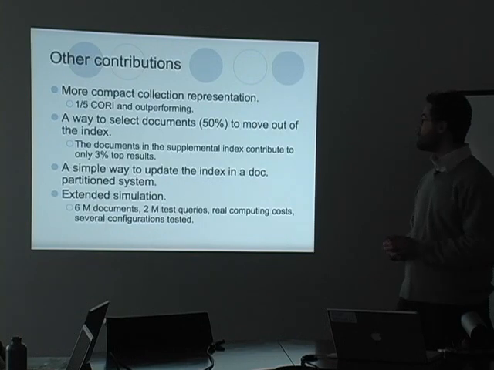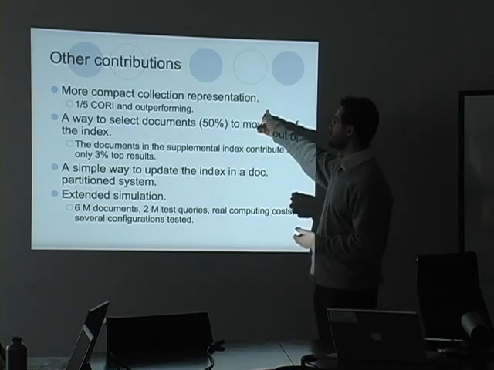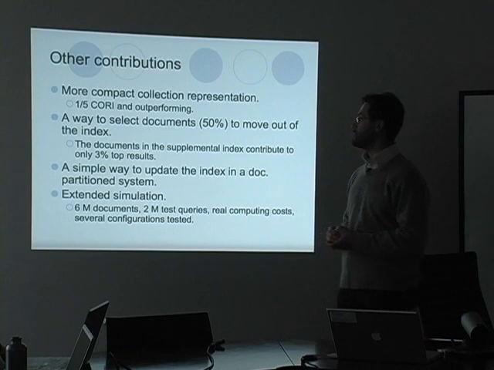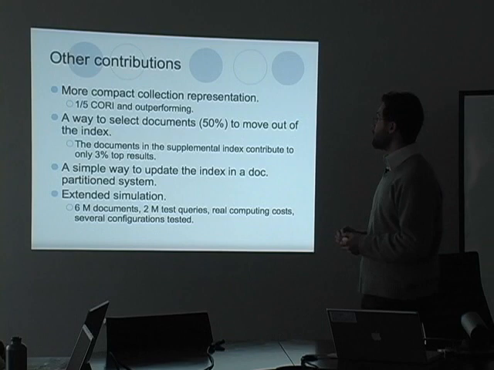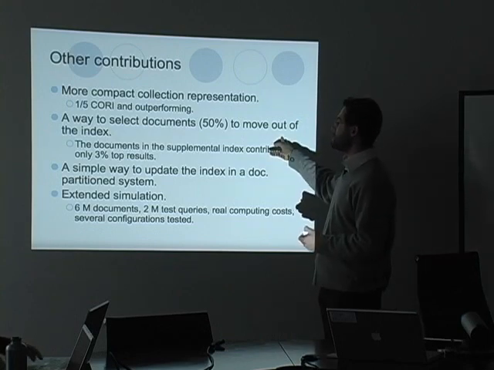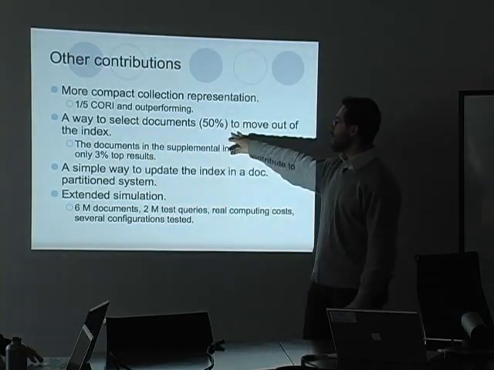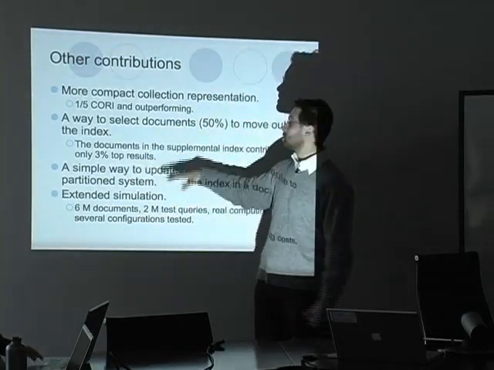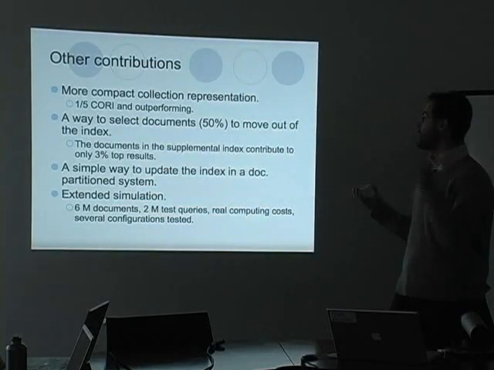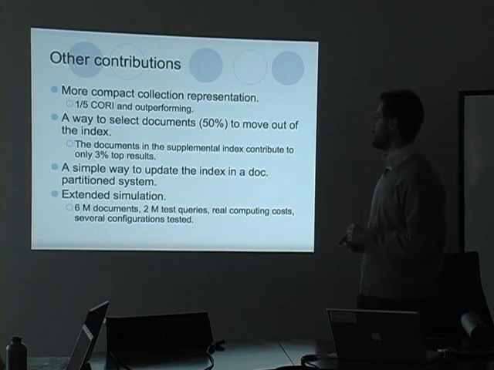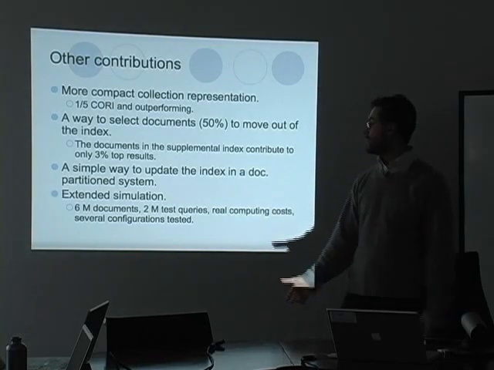Other contributions that I probably won't have time to show today are a more compact collection representation. This is more compact than the state-of-the-art CORI, and it's actually outperforming its results. Also, there is a new way to find documents that are contributing only to a tiny fraction of the results. About half the collection, in our experiment, has low-quality results, and we could just send them to another supplemental index set of servers or something like that. And also a new way to update the index, so to add new documents to the index.